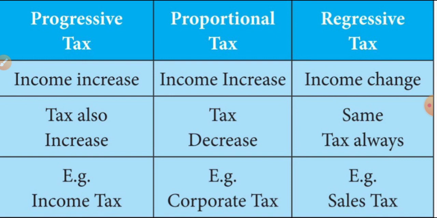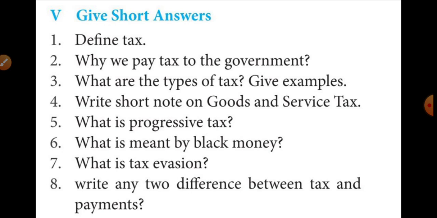Okay, students, now I'll turn to the exercise page. Page number 327. Short answers, Roman number 5. Give short answers. The first two questions I gave in the previous class. You will mark the third question: What are the types of tax? Give example.